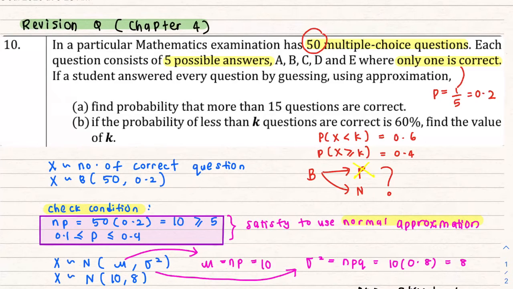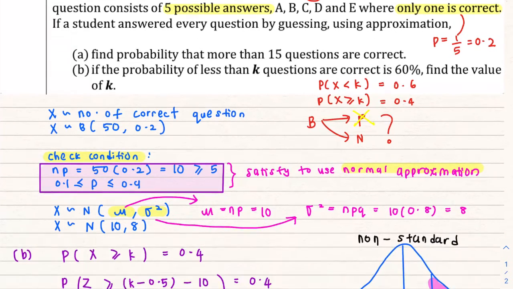Okay, to use normal, you must have the value of mean and also variance. How to find the mean? np, which is 10, and the variance is the npq formula. So 10 times 0.8 is 8. So you are using normal with mean 10 and variance 8. Okay, how to use normal?